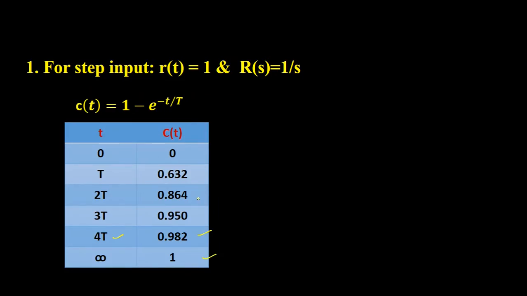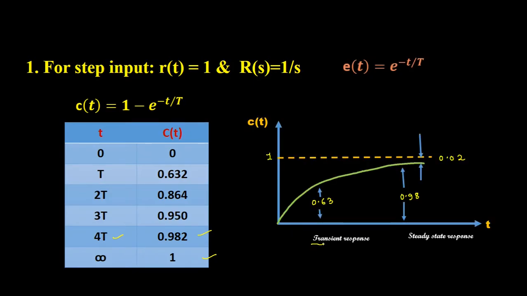And when we put t tends to infinity in this equation, we'll get c(t) is equal to 1. So using these values, we will draw the time response of the first order control system when it's subjected to unit step input. This is the transient response and this is the steady state response. After this value 0.98, we are getting the steady state response.